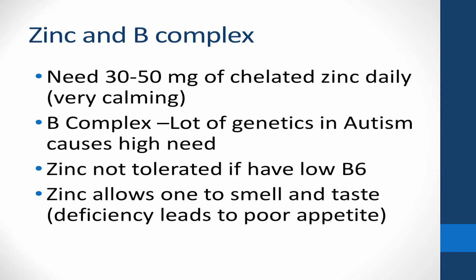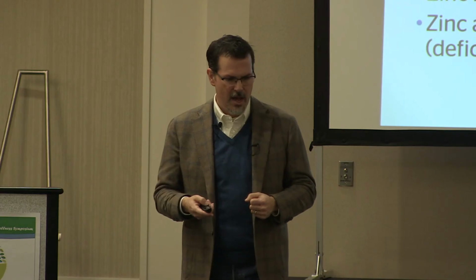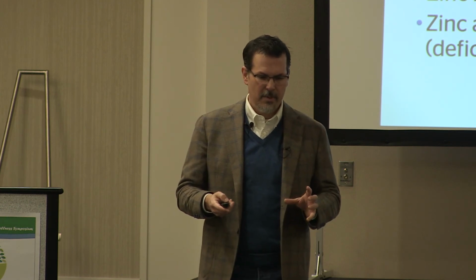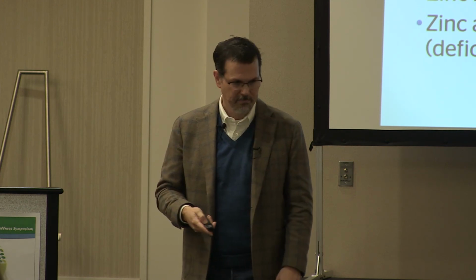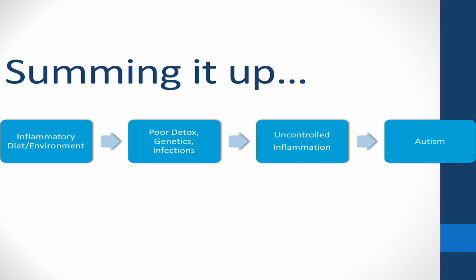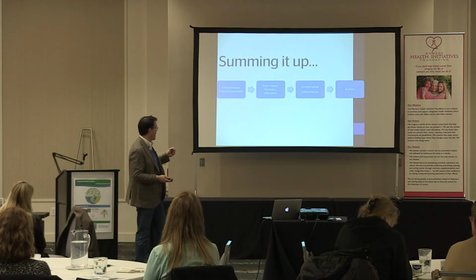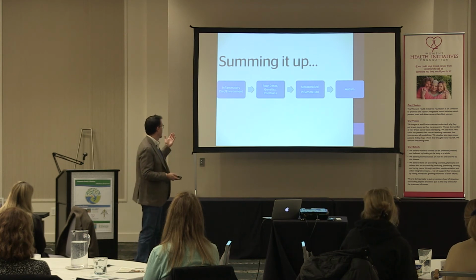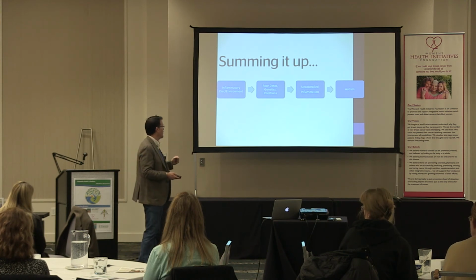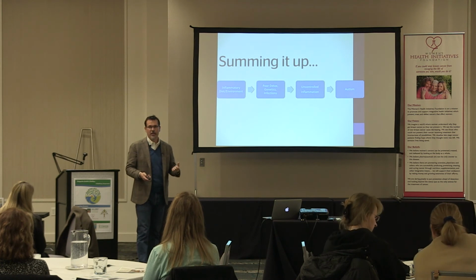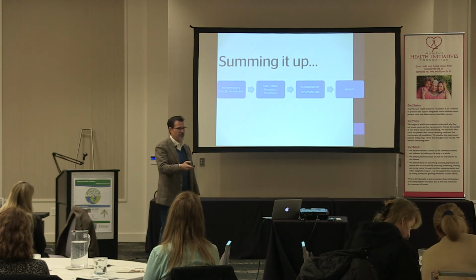Zinc, B complex. Zinc, in a lot of these children, is low. It's part of a condition called pyroluria. So zinc and B6 are two of the things I often find that my kids really respond to. And just summing it up: an inflammatory diet and environment leads to poor detox, genetics and infections lead to uncontrolled inflammation, and that leads to autism. How you have to think about it is, where's the inflammation coming from and how do we control it? The things I've given you today give you some solutions to that.